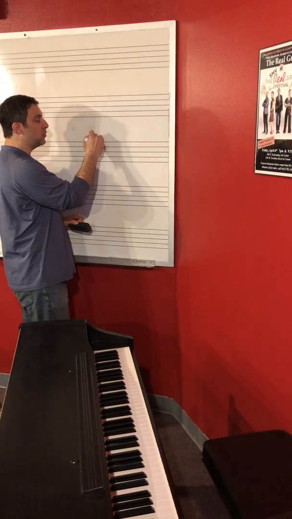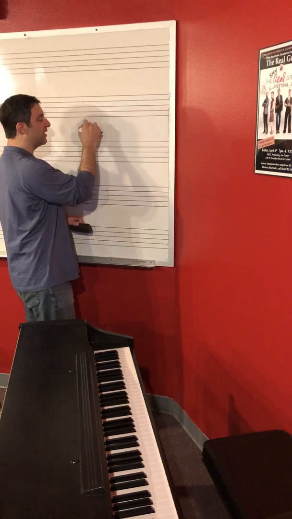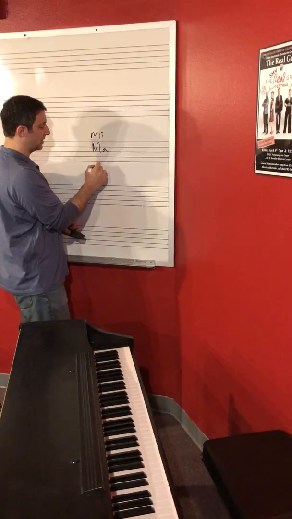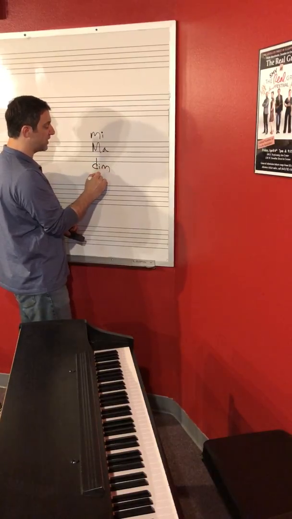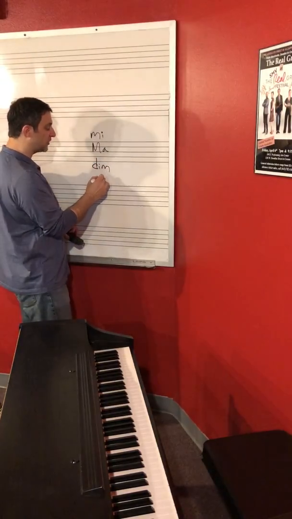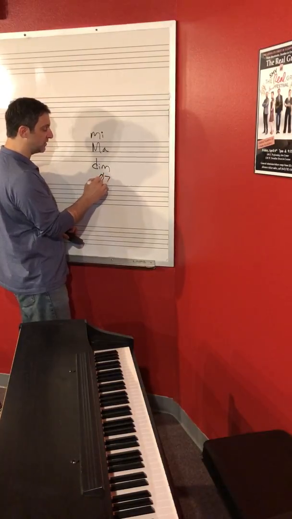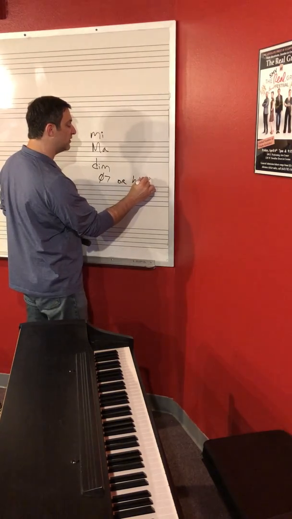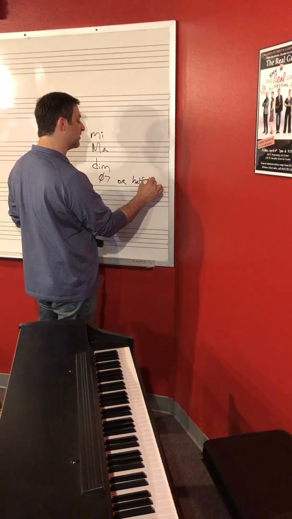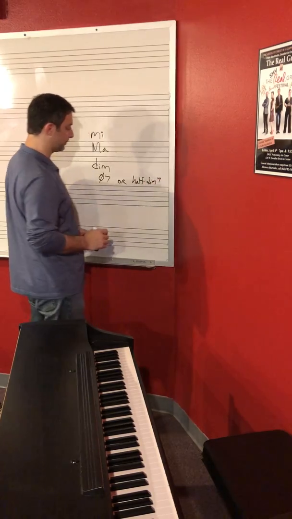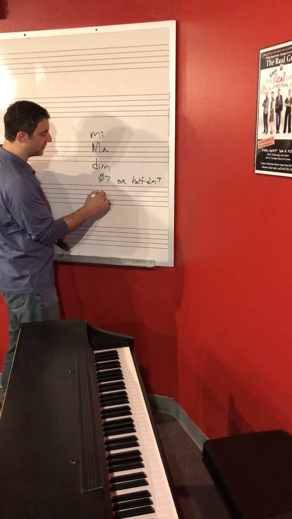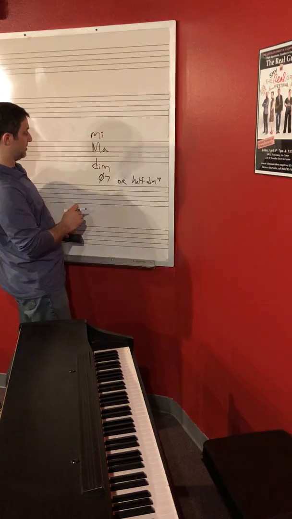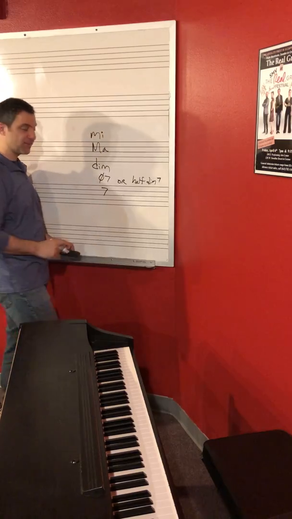So my go-tos are MI, MA, and then writing out the word dim. Half diminished is up to you, whether you use a diminished 7 sign or half dim. I've seen that as well, half dim 7. And then finally the minor, major, diminished, and a dominant. I knew I was missing one.